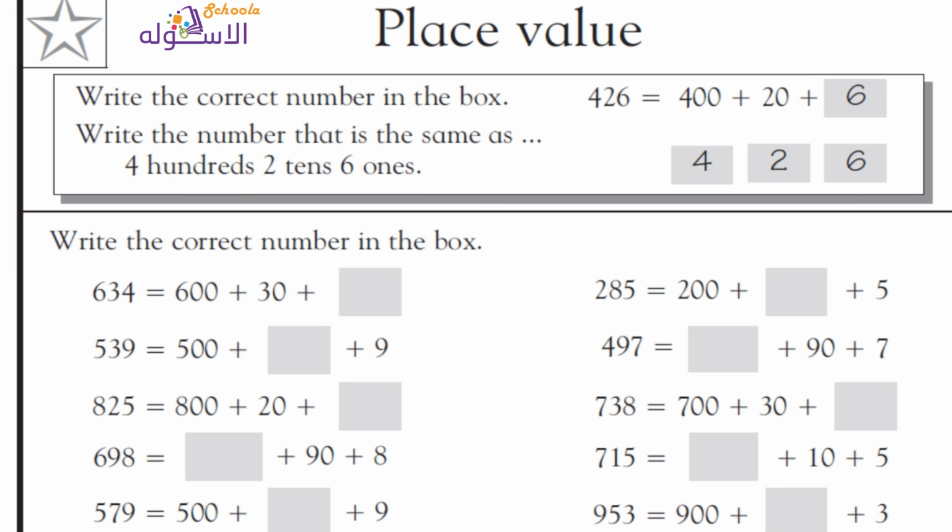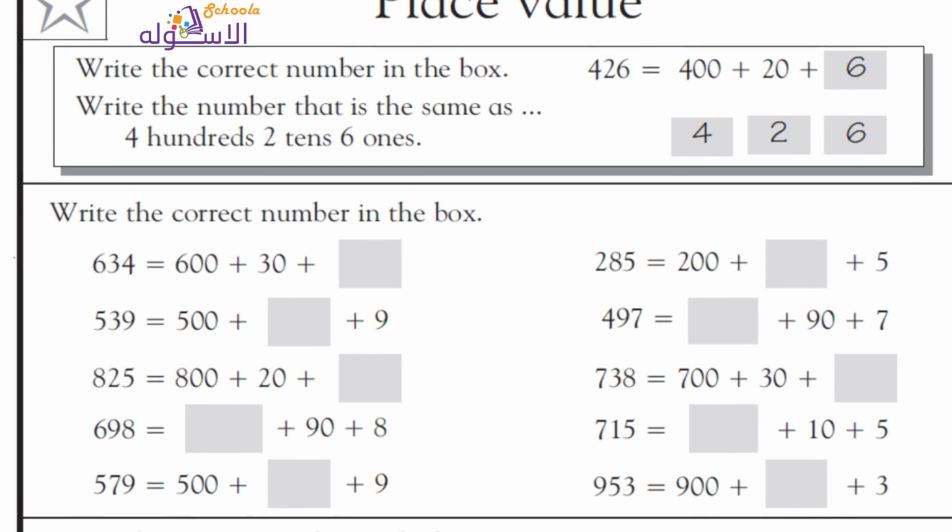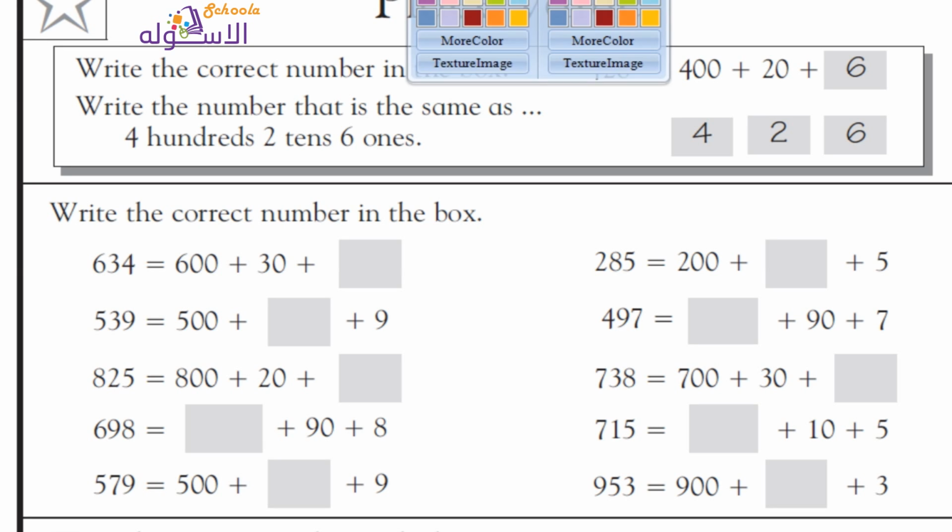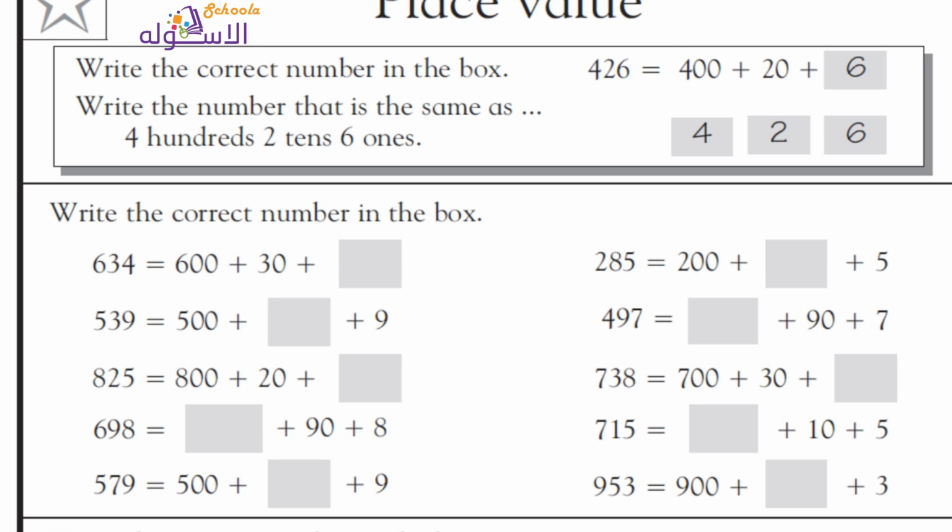Here, he wants you in this exercise to write the correct number in the box. Okay, there are missing numbers, and you should complete them. Are we asking about place or value? Sure, we're asking about the value here because he is writing for me the value for each number. Okay, the first number is 634.